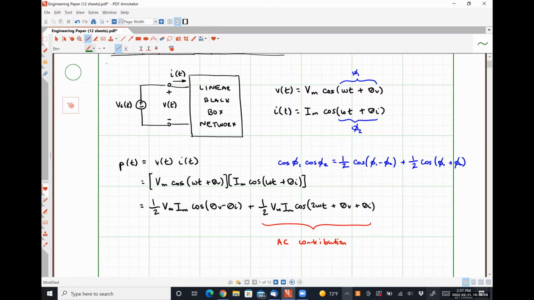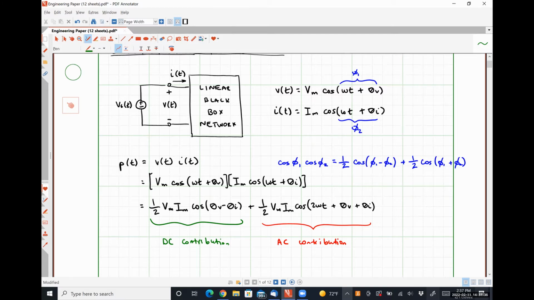The bit on the left is a DC contribution. It's DC because theta V and theta I are constants. Therefore, the cosine of theta V minus theta I is a constant value that's being multiplied by 1/2 a voltage magnitude, which is a constant quantity, times the current. So it's just constant multiplied by constant multiplied by constant.